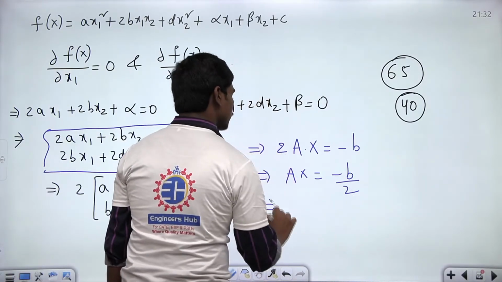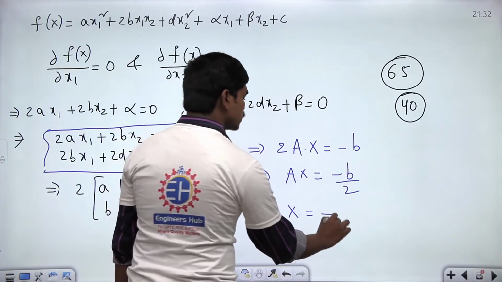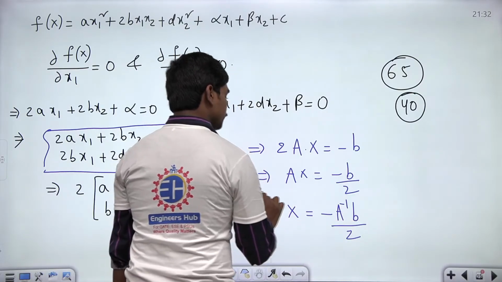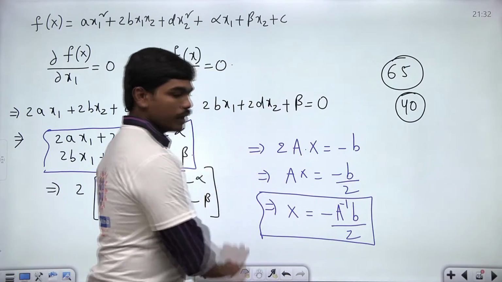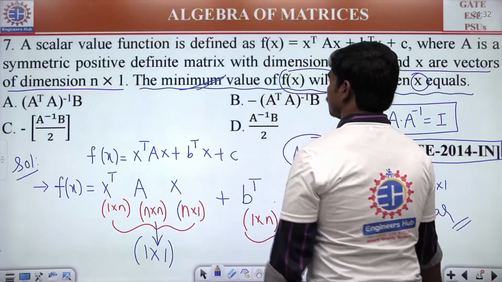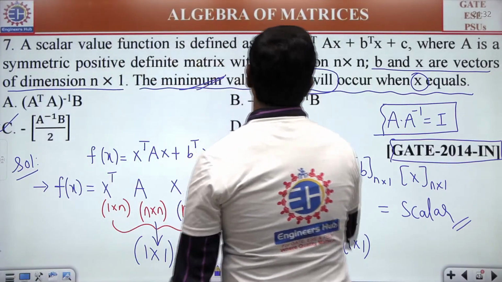So definitely if you want this X, this is nothing but minus of, if you multiply with A inverse on both the sides, A inverse B by 2. This is what you will be having. Okay. So X is equal to minus of A inverse B by 2, which is given in option C. Okay.